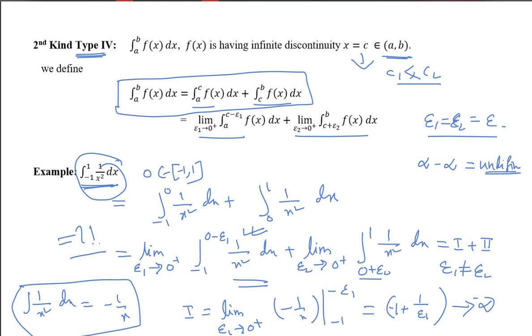Because at this point c we have infinite discontinuity. So where you have infinite discontinuity, you see in this limit a to c, only at this point c we have an infinite discontinuity. So if you take a to c, at this point c we have infinite discontinuity, we have to stay within this interval a to c. So that's why I'm taking c minus epsilon. Okay sir. सर ठीक है.